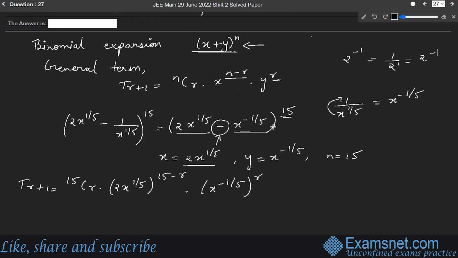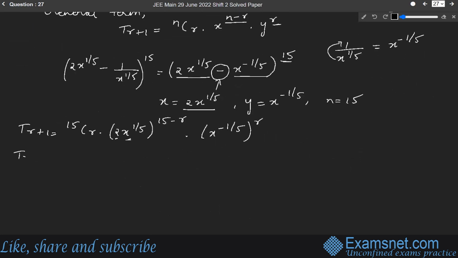Now we can split the powers of 2 and x here, right? So it will be T r plus 1 is equal to 15 Cr multiplied by 2 power 15 minus r multiplied by x power 1 by 5 into 15 minus r.